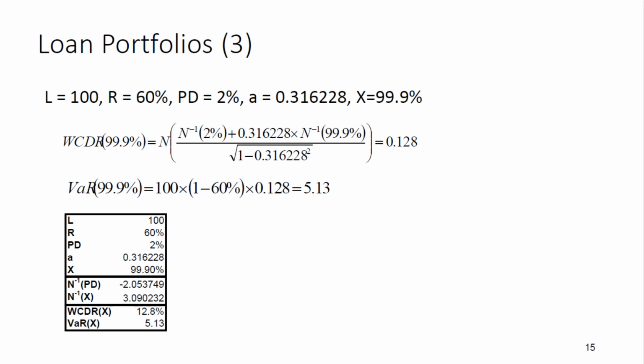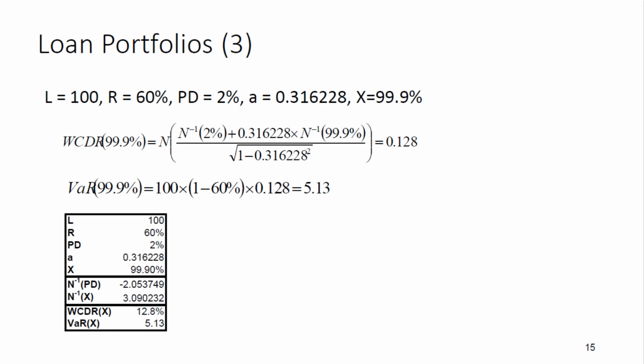It means that in normal circumstances, the probability of default of this asset is 2%, but if the factor gets a very negative shock, something that would only happen very rarely, in only 0.1% of the cases, then the probability of default is not 2%, but 12.8%. So for this 12.8% probability of default, the worst case default rate, the bank needs to put a buffer aside, a capital requirement.